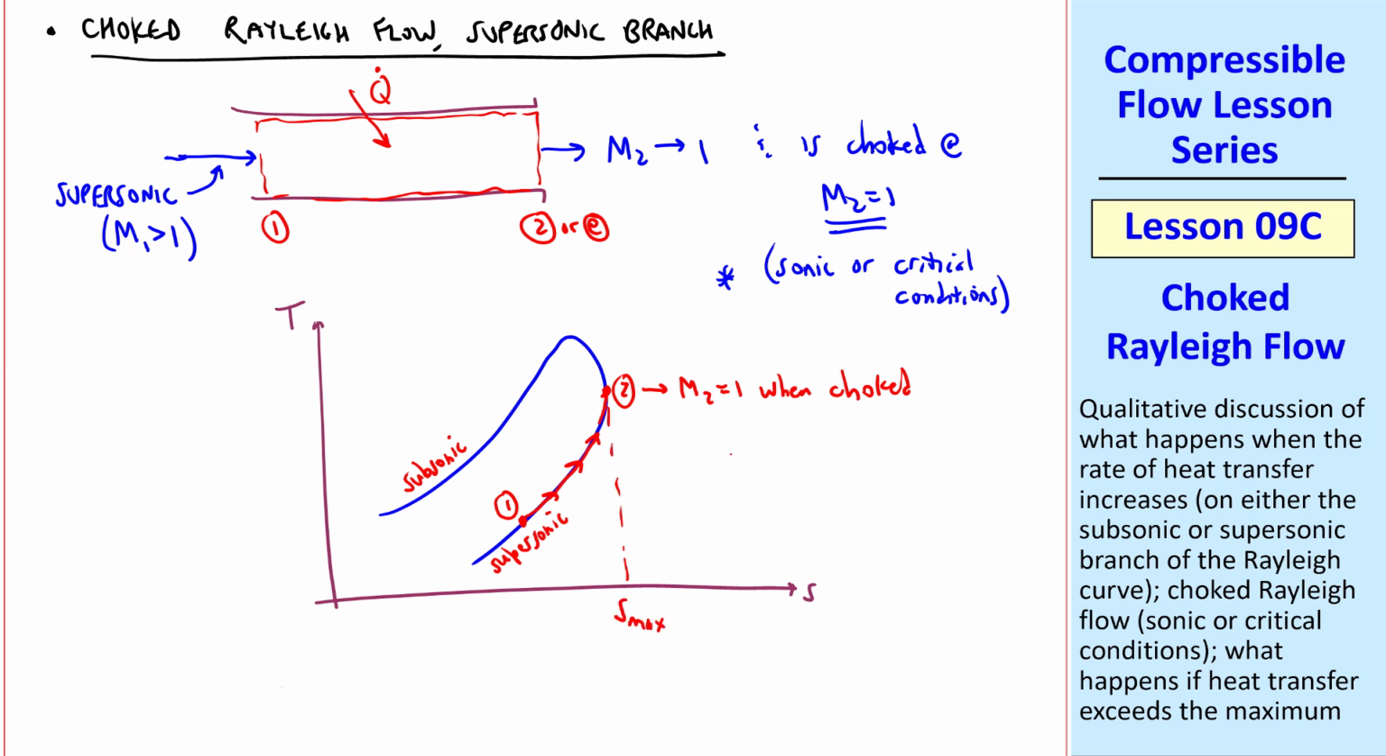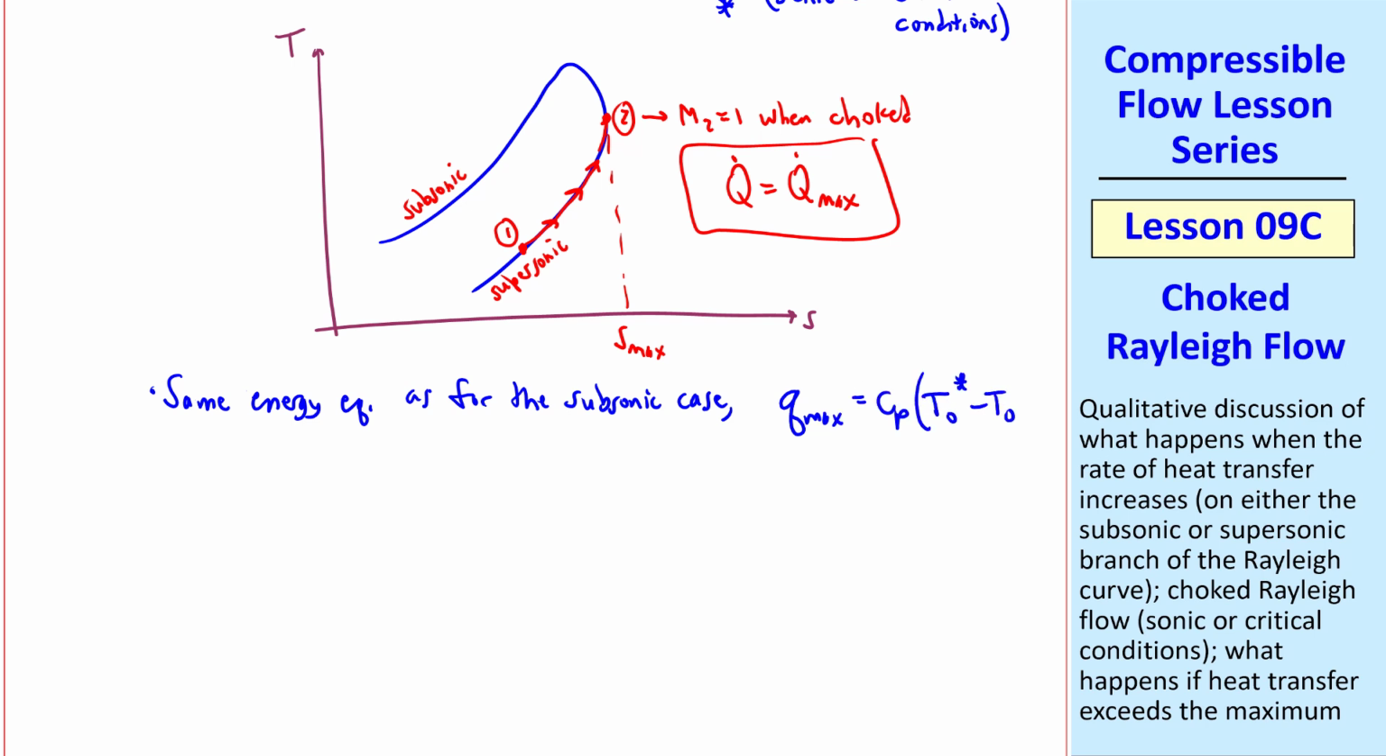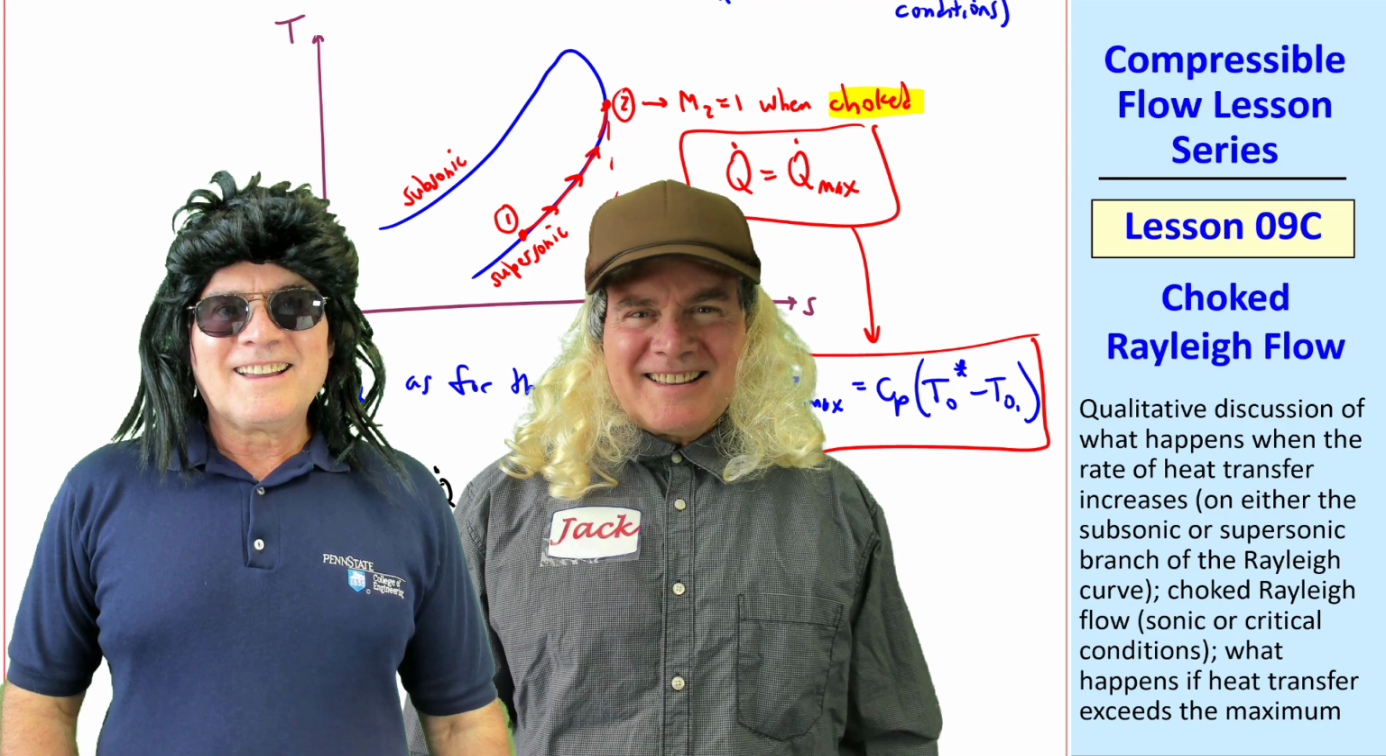And this happens again when Q dot equals Q dot max. As you might suspect, we end up with the same energy equation as for the subsonic case, namely Q max is Cp T naught star minus T naught 1, and this occurs when the flow is choked. So we ask the same obvious question, namely what happens if Q dot is greater than Q dot max?